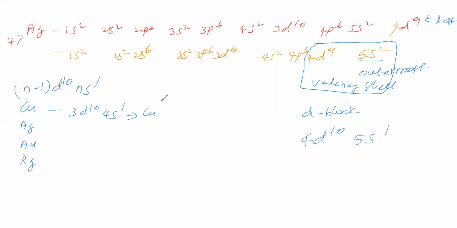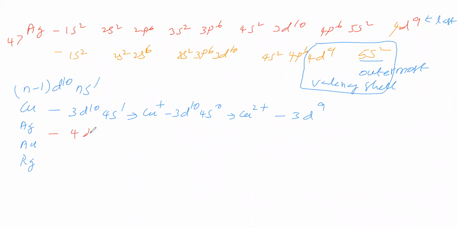Now we will convert copper into Cu+. Cu+ electronic configuration is 3d10 4s0. Then we will convert this into Cu2+. Cu2+ electronic configuration is 3d9. Next, we will see silver. Silver electronic configuration is 4d10 5s1. Silver can show +1 oxidation number, therefore its configuration is 4d10 5s0.